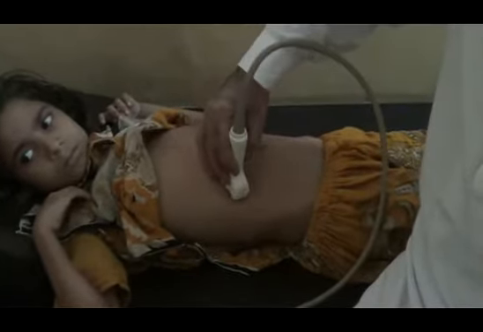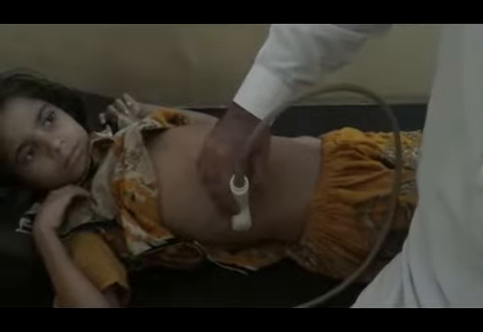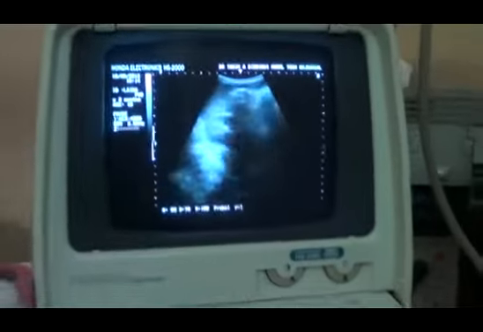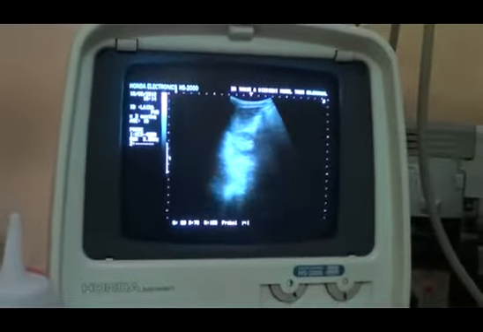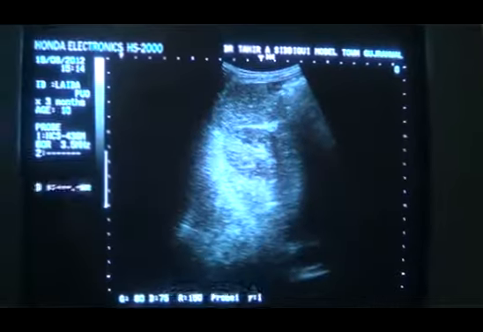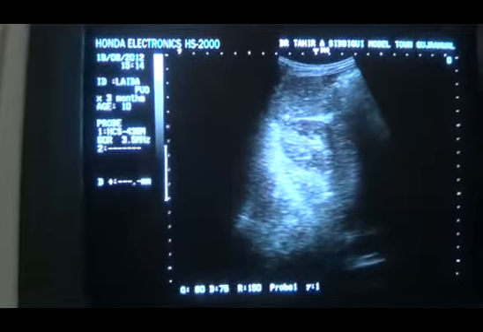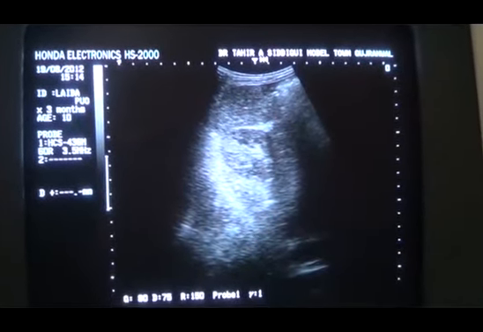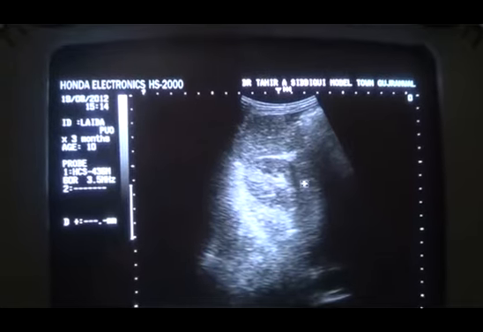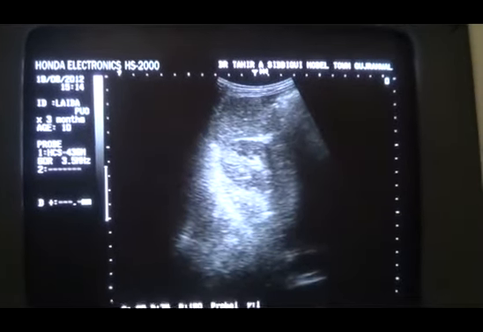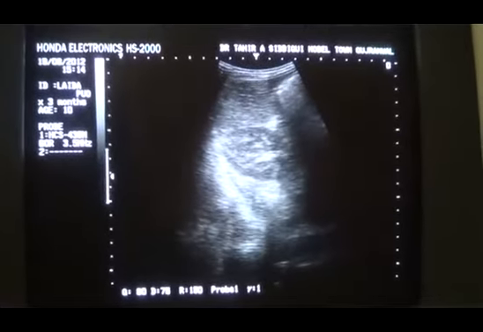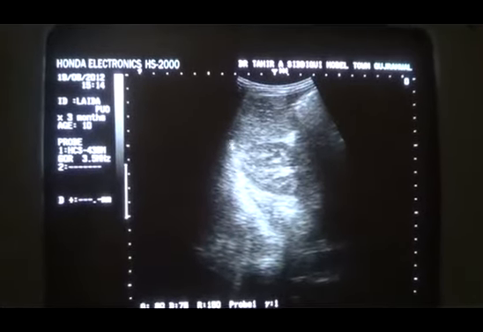We start from the liver. You see that I am getting the liver tissue below the costal margin. The liver is enlarged. This is the liver tissue that I am seeing below the costal margin. This is the right kidney in transverse section. This is the hilum, and this is the diaphragm.